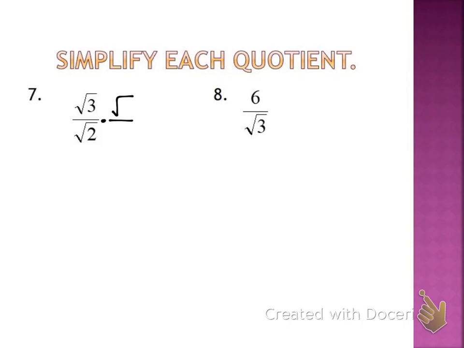If we do something to the top, we have to do it to the bottom, so that way we're not really changing it. The square root of 2 over the square root of 2 is equivalent to 1. Multiplying something by 1 doesn't change it. That's why we're allowed to do this. What am I going to get in my denominator?